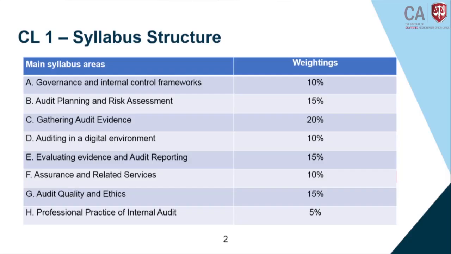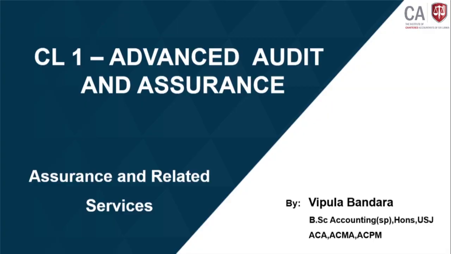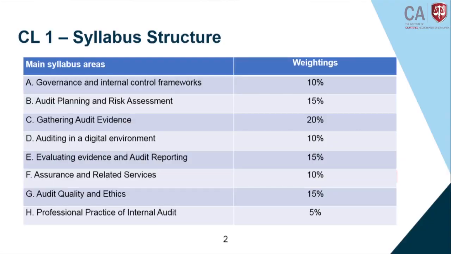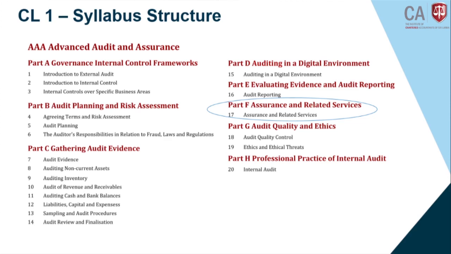In your syllabus, this comes under assurance and related services, with a 10% weightage, section F. The assurance and related services 10% is your syllabus weightage. This is chapter 17 of your study text, assurance and related services. You can check that in your study text.